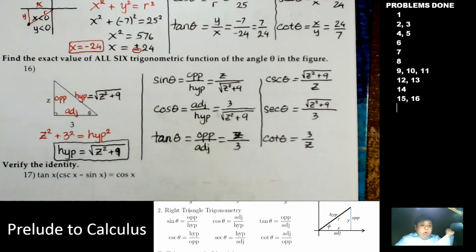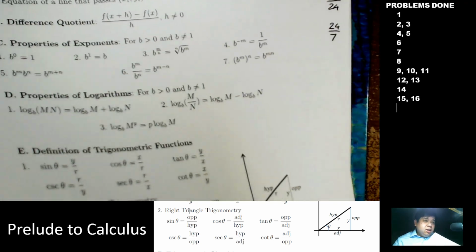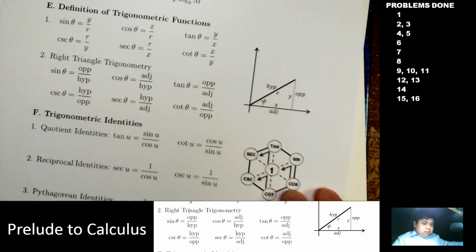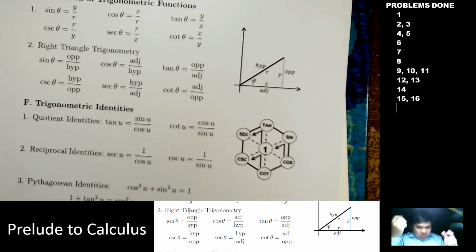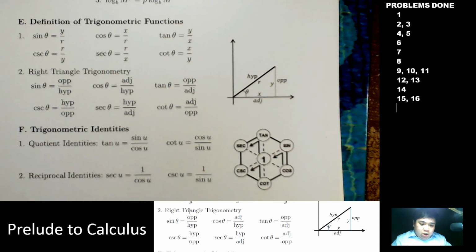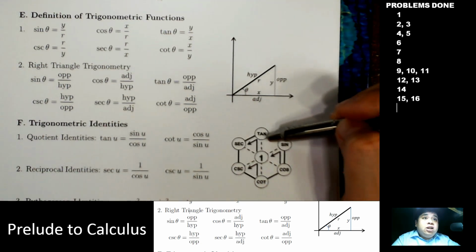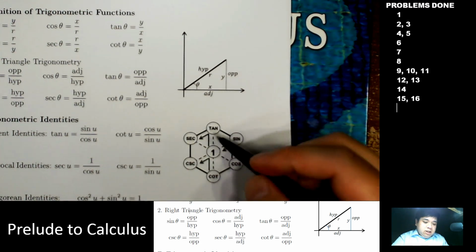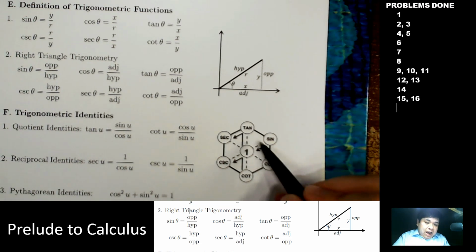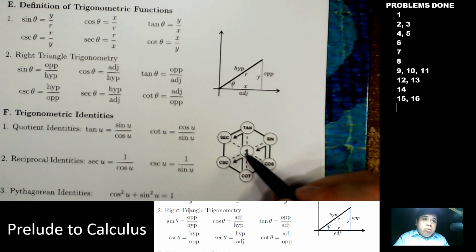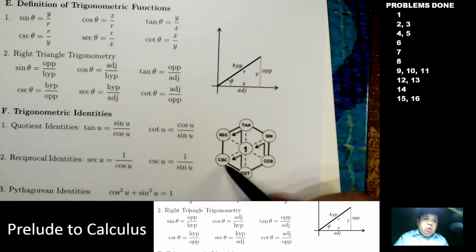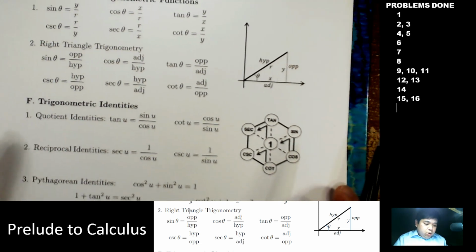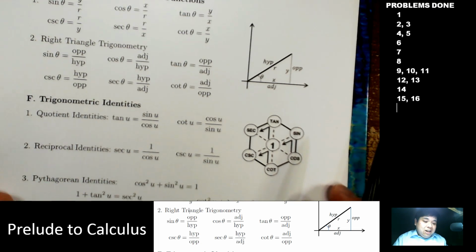Right. Before we go to 17, let's just go over the important formulas, trig identities. So we have this little hexagon. We have tangent and cotangent opposite to each other. So anything across from one will be reciprocal of each other. So sine is reciprocal of cosecant, cosine is reciprocal of secant, and so on. So we have those reciprocal identities.